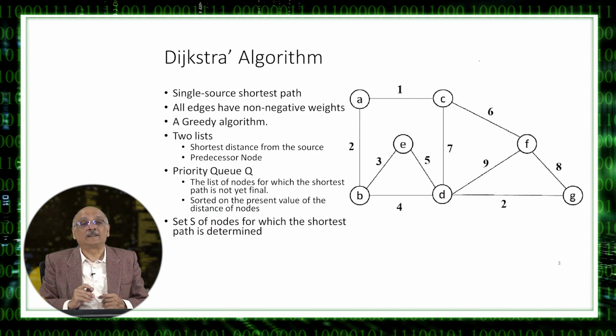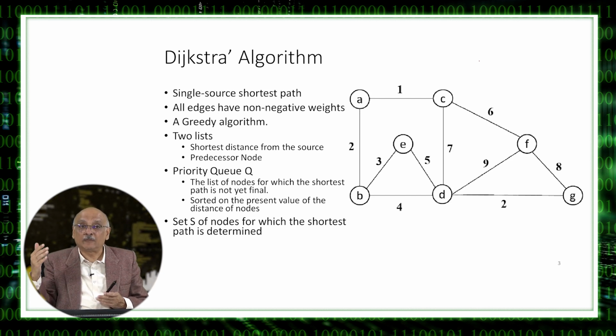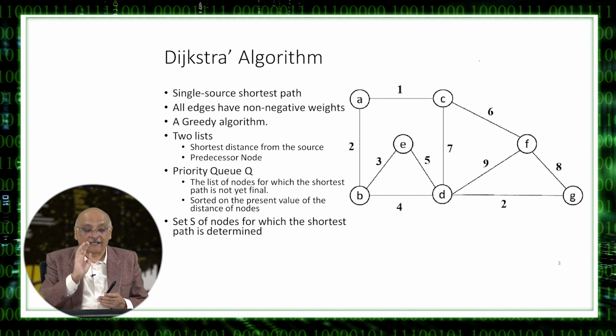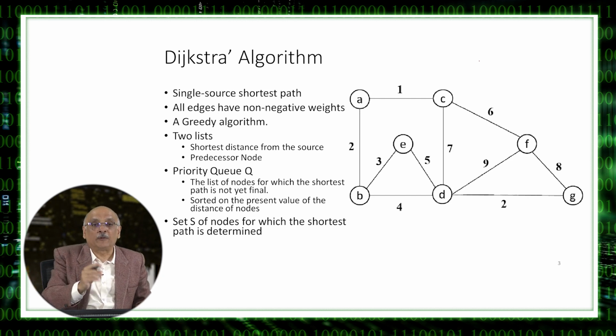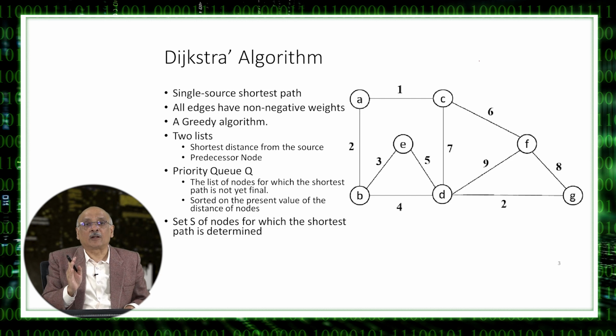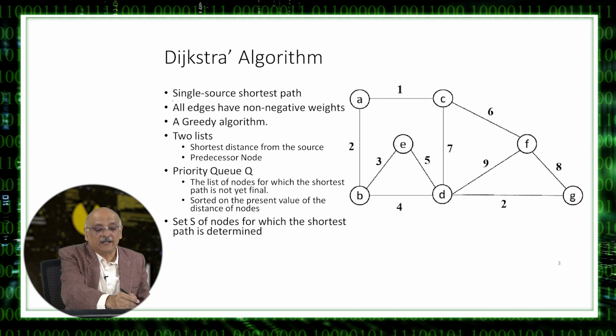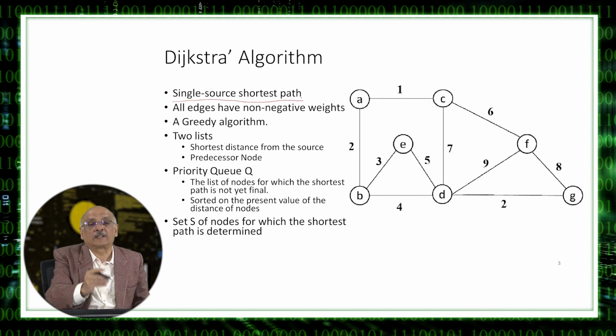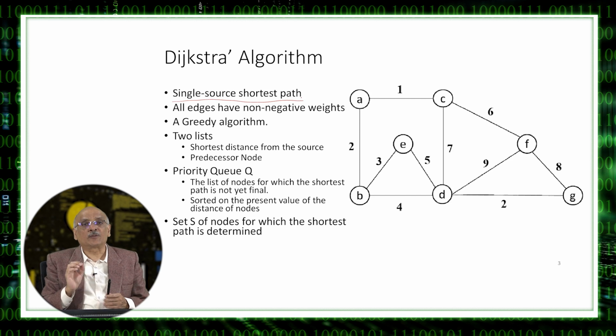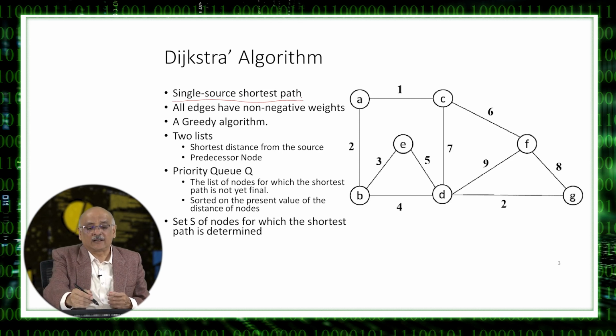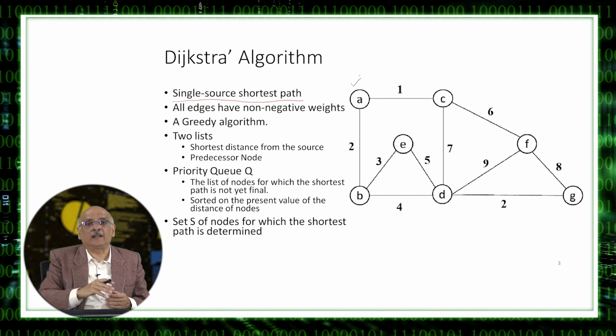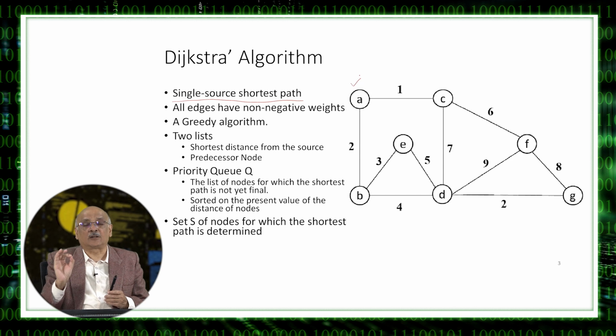Now, what is Dijkstra's algorithm? Let's first try to understand the algorithm, and then we will try to understand it with the help of an example. First of all, Dijkstra's algorithm is basically a single source shortest path. Single source shortest path means it will take one node as the start node.